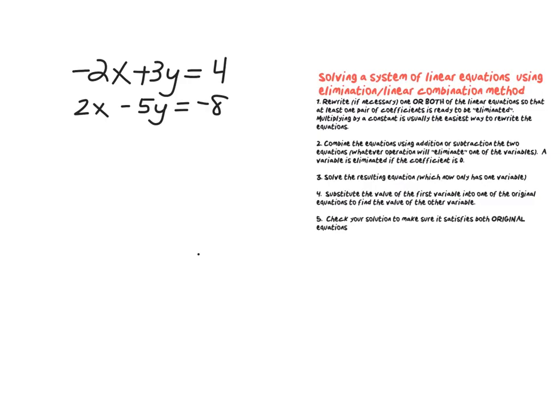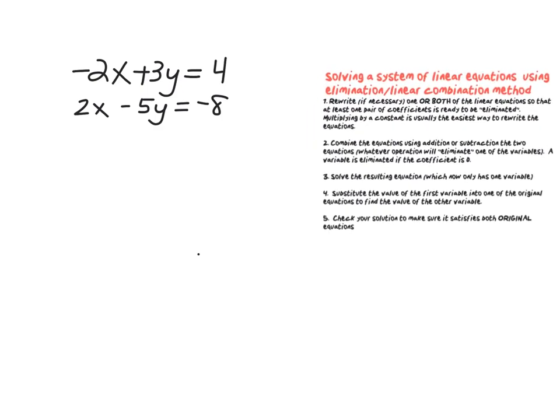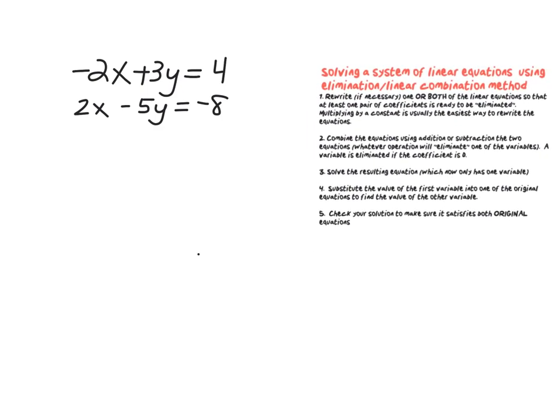So let's do our first example. I've copied the steps that you wrote down already, and let's look right here. This is our system. The first thing to do is look at it to see if it's ready for elimination. We're looking for at least one pair of coefficients that's ready to be eliminated.